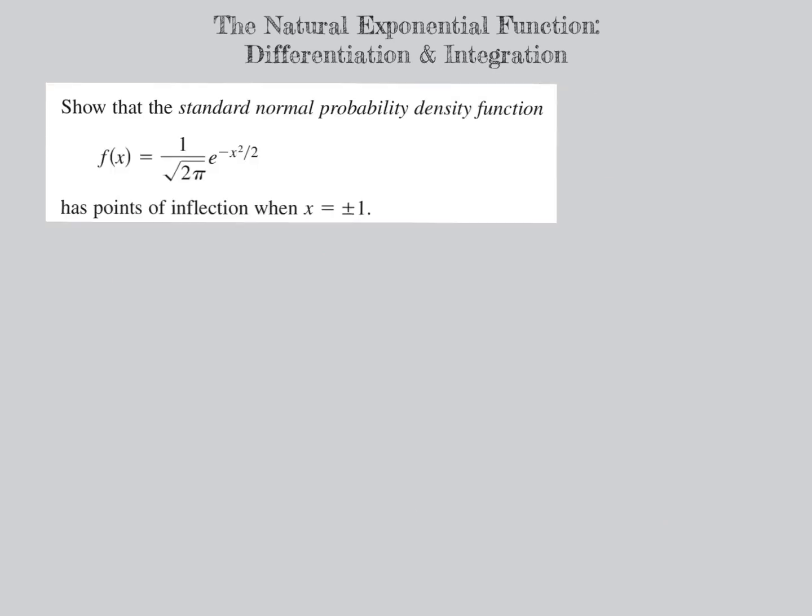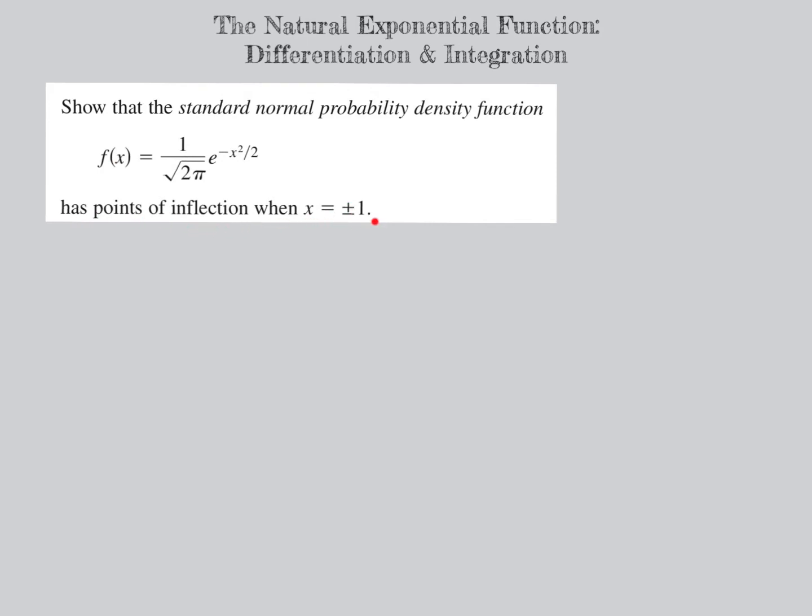Let's again apply the derivative and take a look at this statistics example. We have what's called the standard normal probability density function. It is this function here, which looks kind of nuts. We do want to show that this function has points of inflection when x is plus or minus 1.